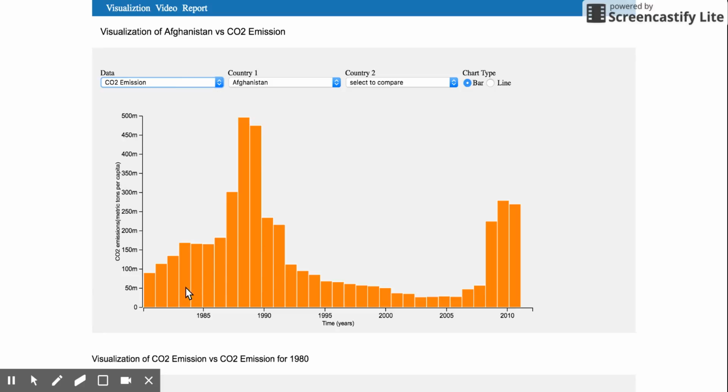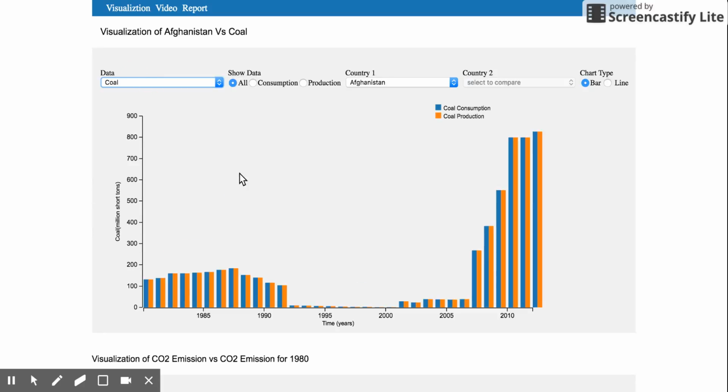So this is how CO2 emission looks for Afghanistan. If you see the pattern, at the beginning it was gradually increasing, and then it slowed down, and again it's increasing in 2010. During this period, Afghanistan was under occupation of terrorists or not so good people. So you see there is not a lot of CO2 emission, and I think they didn't use a lot of energy. So let's go see coal.